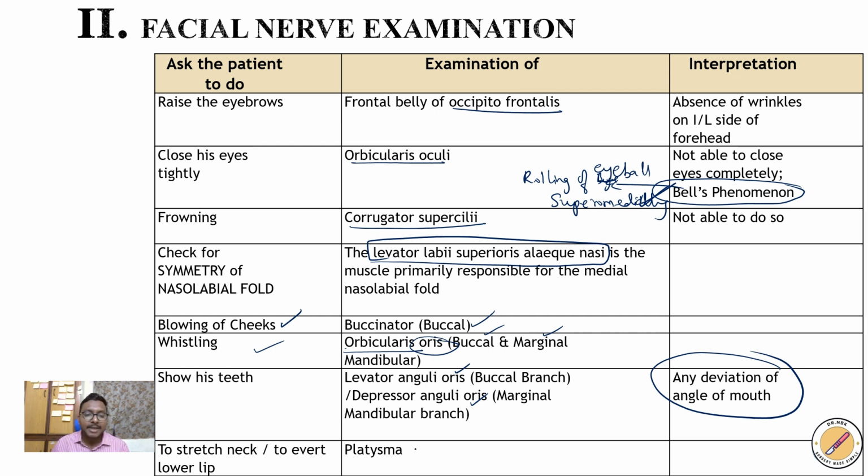And lastly, please understand platysma is also supplied by the facial nerve. So, how will you test platysma? You will ask the patient to either stretch the neck or avert the lower lip like this so that this will make platysma contract. If it is a very severe paralysis, you can easily observe the platysma sign also, right? Next. This is about facial nerve examination. So you can easily remember, ask the patient to do an action, and for that particular action, which muscle is responsible and what nerve is supplying that particular muscle.